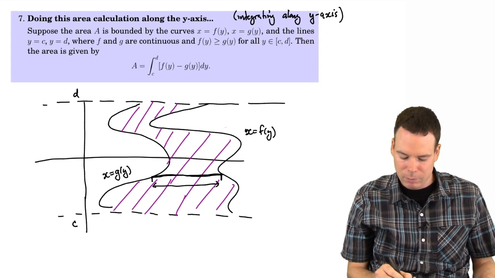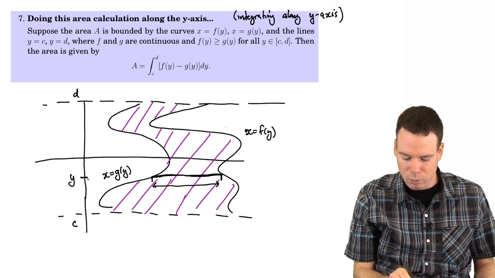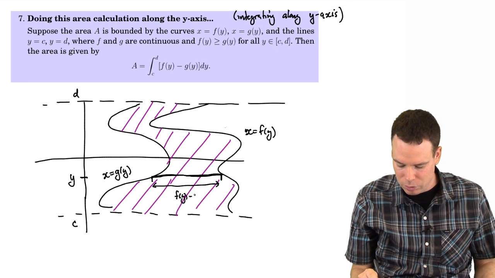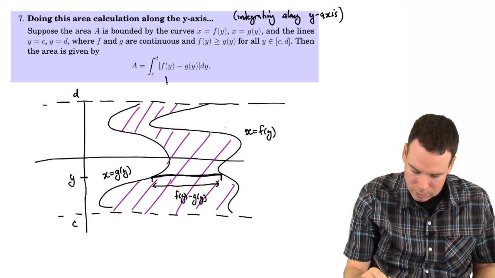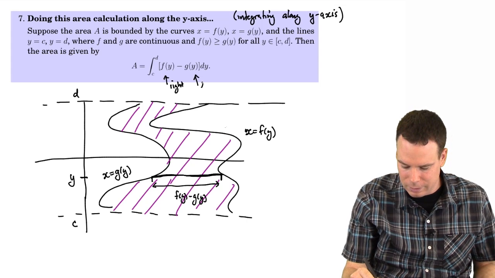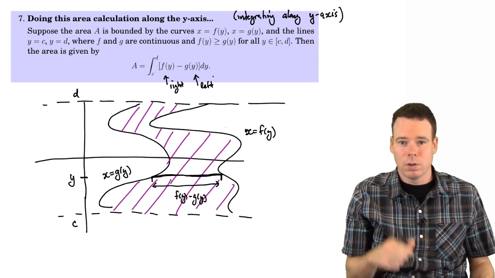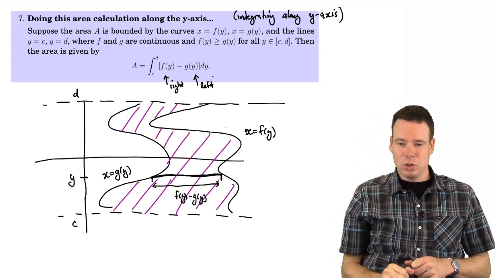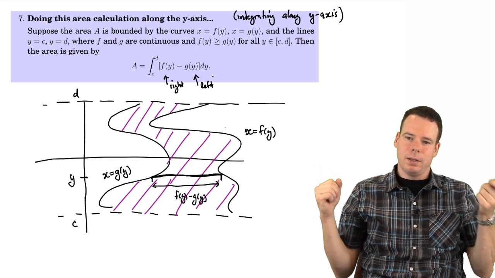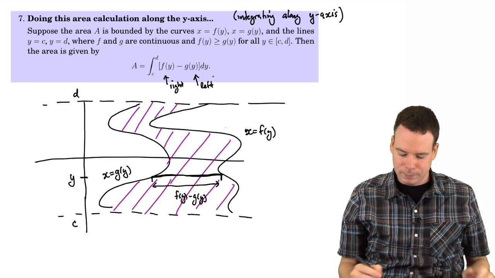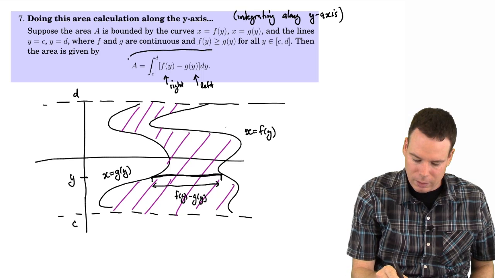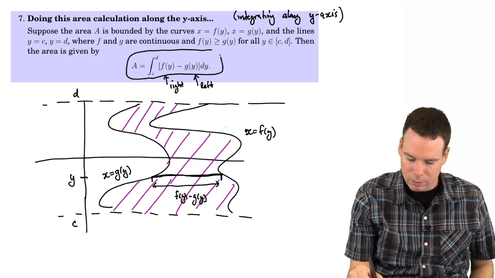What is the length of this line segment at a particular height y, the length of that line segment? That would be f of y minus g of y. Or in other words, it's the right minus the left. Just like in the vertical case, we do top function minus bottom function. In this case, we're integrating along the y-axis. We do right function minus the left function. So integrating that gives us our area.